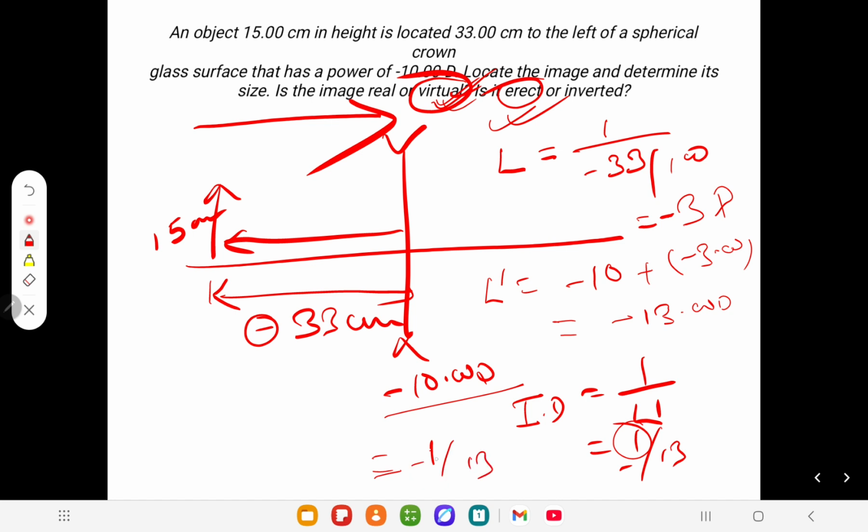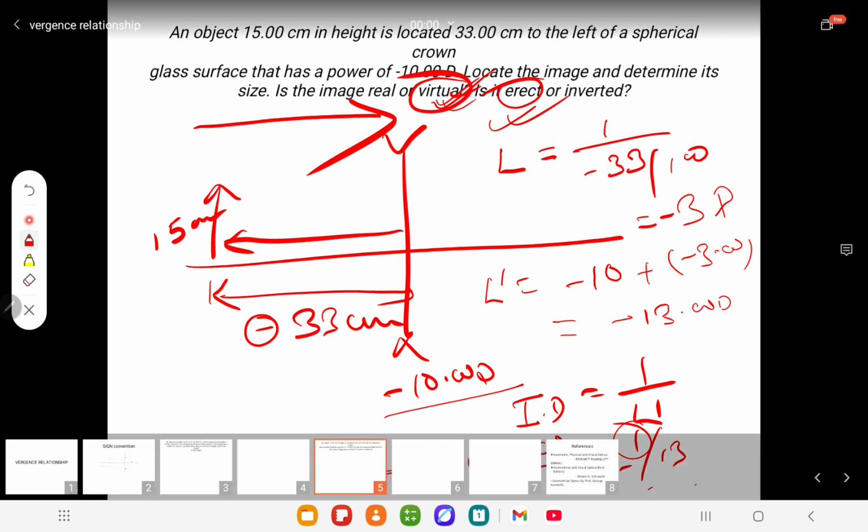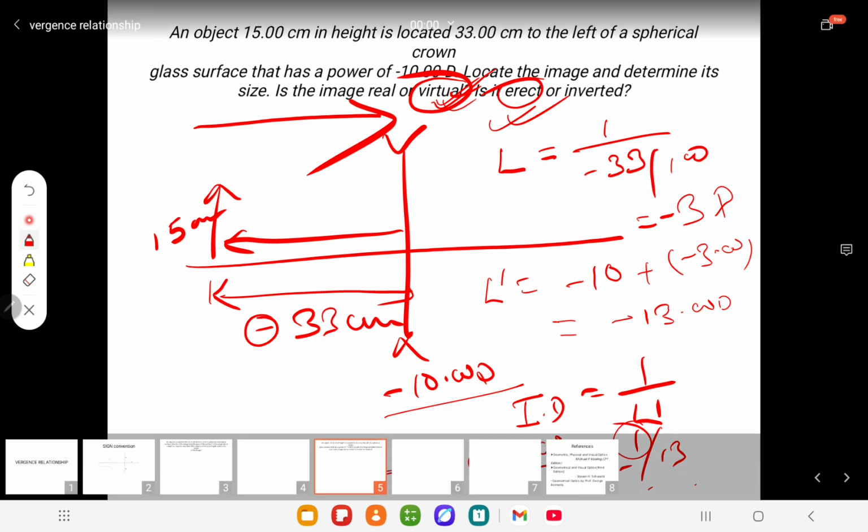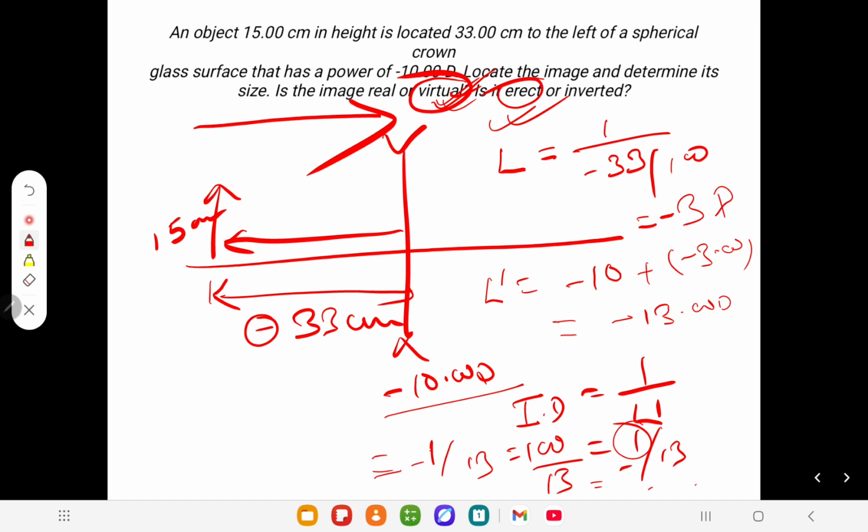1 divided by 13, it's 100 divided by 13, so 96 and something like that, 7 8 or something like that, but let it be there. And what is determine is size. Let's take an example, determine is size. What is the size? It's simple magnification, isn't it?